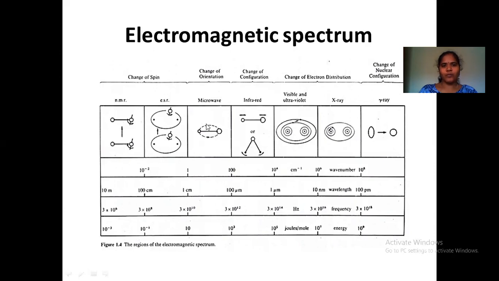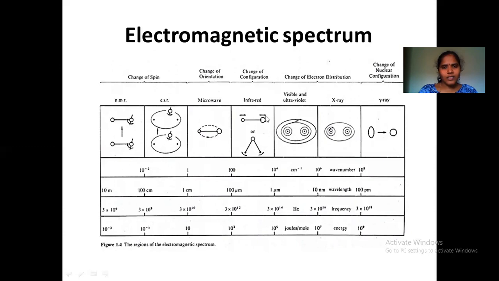Come to the microwave, which lies in between the radio frequency and infrared radiation, and whose energy is more than radio frequency, and this energy is sufficient to make a molecule transform from a lower rotational energy level to a higher rotational level. We will discuss the energy levels and the energy difference between the different energy levels of the molecule clearly later in the video.